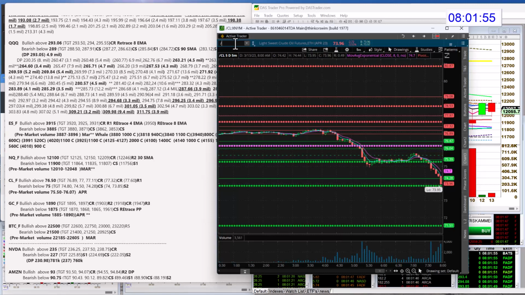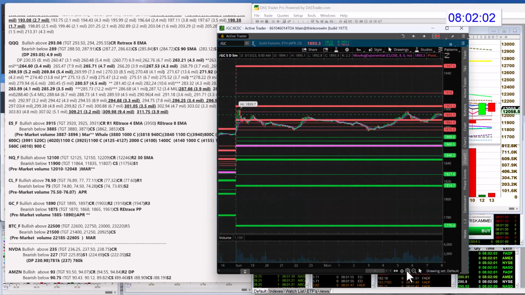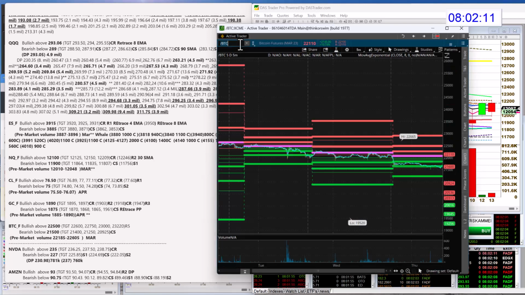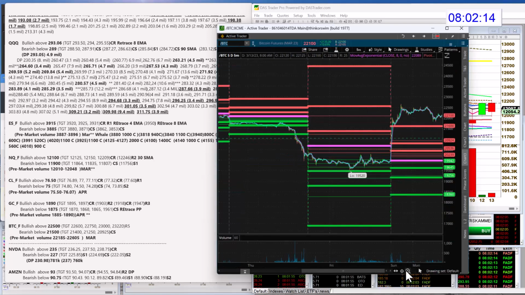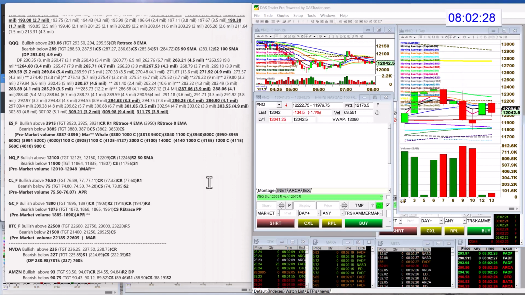Let's check out gold. Gold has been super strong. Money flow is flowing in there. Bullish above 1890 today and bear below 1875. All right, let's check out Bitcoin futures. Yep, saw some money flowing into Bitcoin as well. Bullish above 22,500. There's definitely resistance there earlier on, so we'll see if we can break higher. Bear below 21,500.